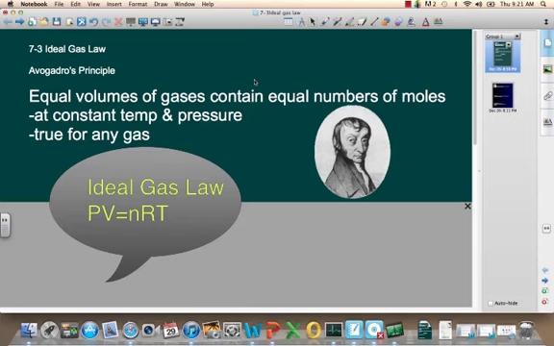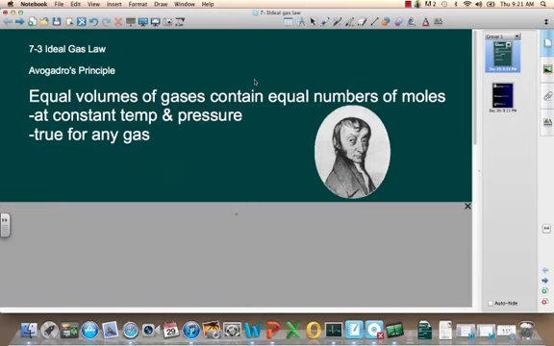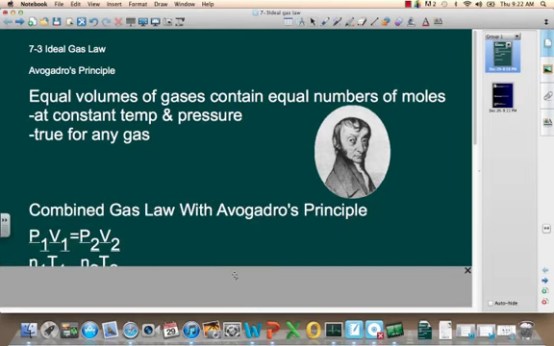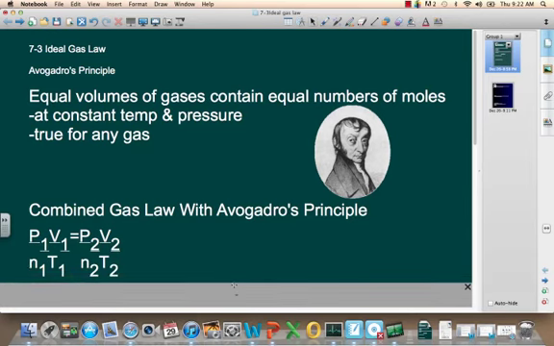Basically, Avogadro said that equal volumes of gases contain equal numbers of moles at a constant temperature and pressure, and this is true for any gas. So what they did is they took the combined gas law and they also included the number of moles into that formula. So this is just like the combined gas law, it's just also including the amount of the gas, so the number of moles. So n is the number of moles.